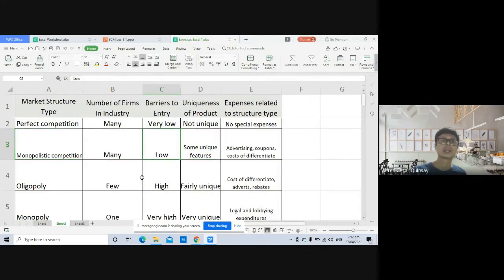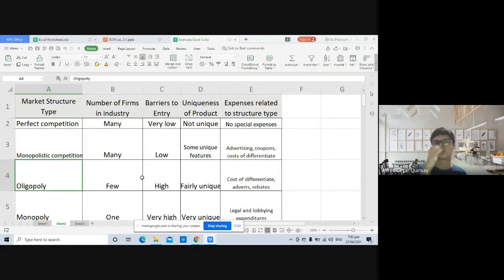Okay, so this is monopolistic competition. Of course, the expenses related to this structure type are advertising, coupons, cost of differentiation, and their family, because they are already known for that. They have differentiated themselves from the rest of the restaurateurs, no? Okay. The next is oligopoly.